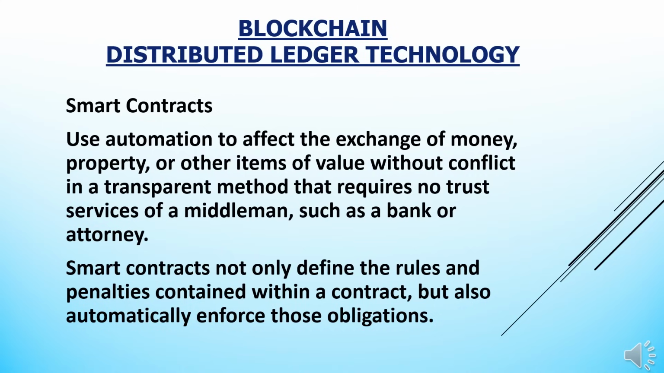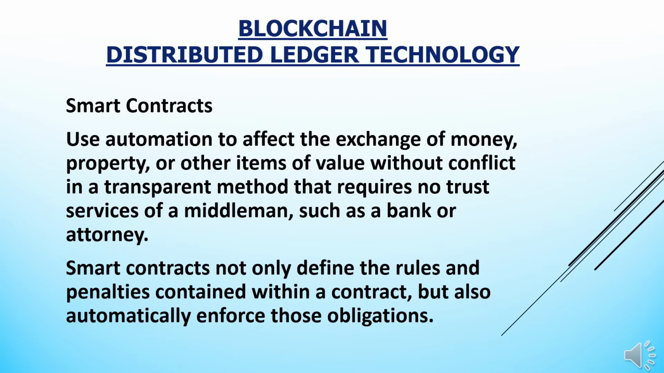I would also like to take a couple of minutes to talk about smart contracts and to define what is a smart contract. A smart contract refers to the ability to use programmed automation to affect the exchange of money, property, or other items of value without conflict in a transparent method that requires no trust services of a middleman such as a bank or attorney.